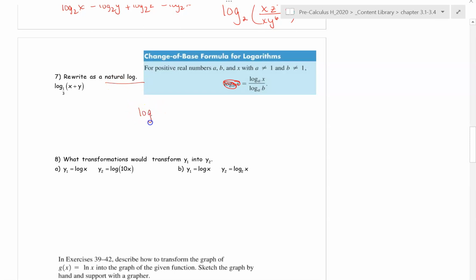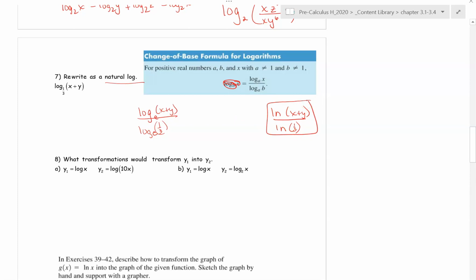So you could say log of x plus y divided by log of 1/3, and then again, choose any base you want. We're going to choose e, so you can say natural log of the quantity x plus y divided by the natural log of 1/3. We had a base of 1/3, and now we have natural log.